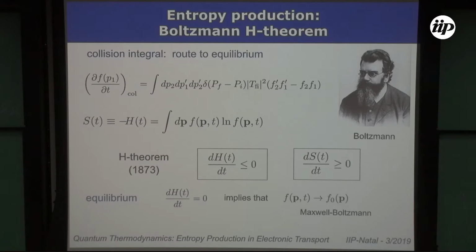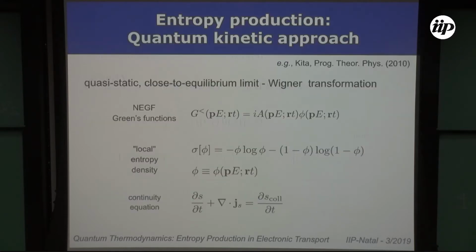So in condensed matter, for a long time we were dealing with bulk systems. And so basically a natural evolution of Boltzmann's approach was this quantum kinetic approach, which permeated most of the works in the 60s, 70s, and 80s before we got to very small devices. And basically, the tool is Green's functions.